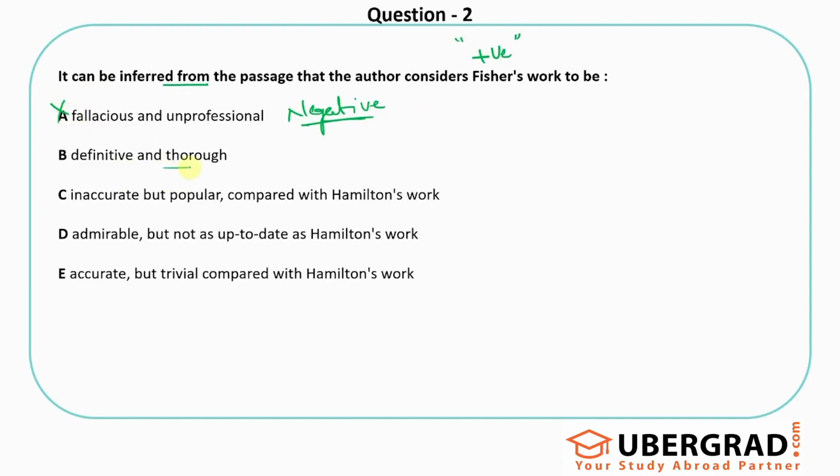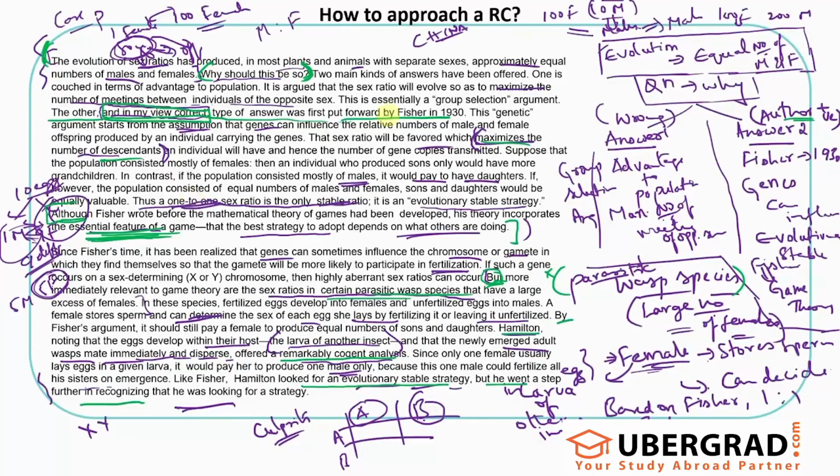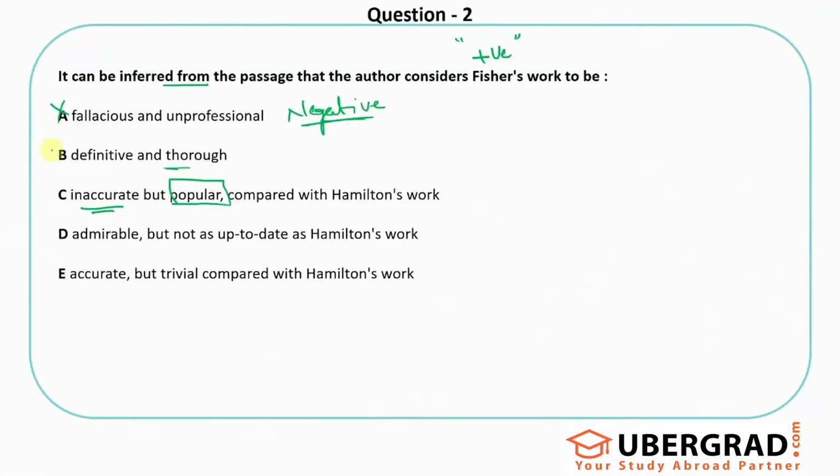Definitive and thorough looks like a decent option in a way, right? I mean, he was positive, but was he that positive? I still don't know. Let's look at it. Inaccurate but popular. Did he talk about it being popular anywhere? He said there are two answers offered, and the first one is so and so, the second one is so and so. He did not talk about it being popular, and more importantly, he did not say that it's inaccurate. Popular is something that I'm not convinced about, right?